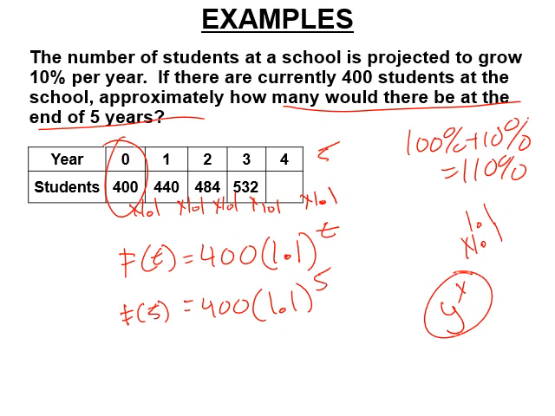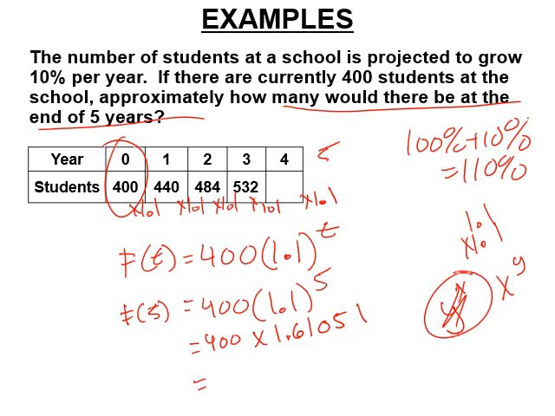On the iPhone, if you tilt your iPhone to the side, you get x to the y. So you type in the 1.1, you hit x to the y, and then you hit 5, and you get 400 times 1.61051. And then 1.61051 times the 400, right? You have to do exponents first, right?